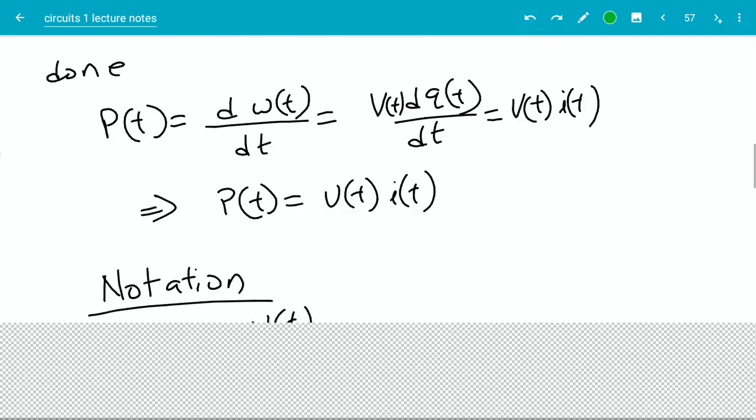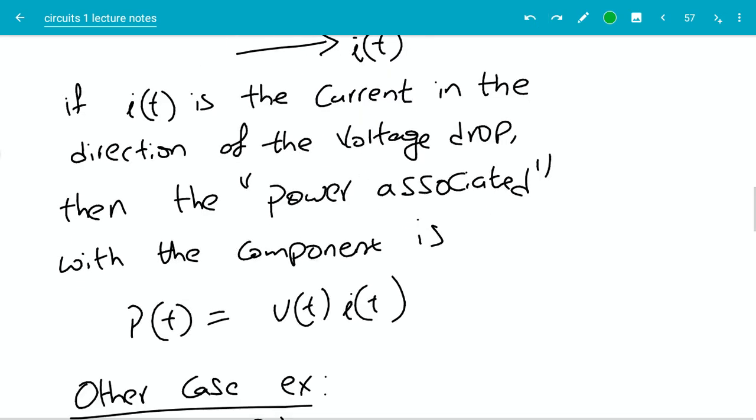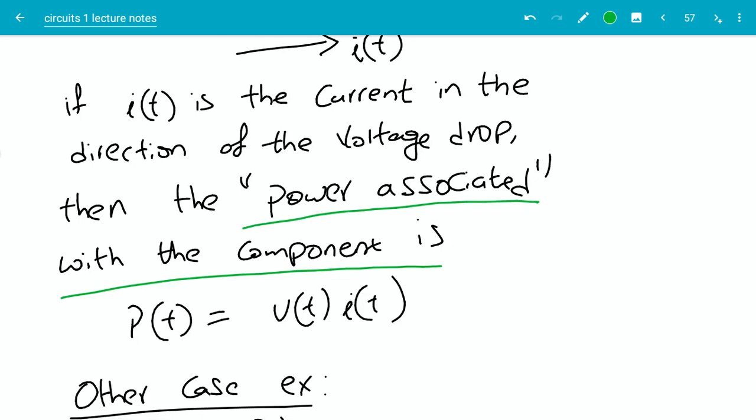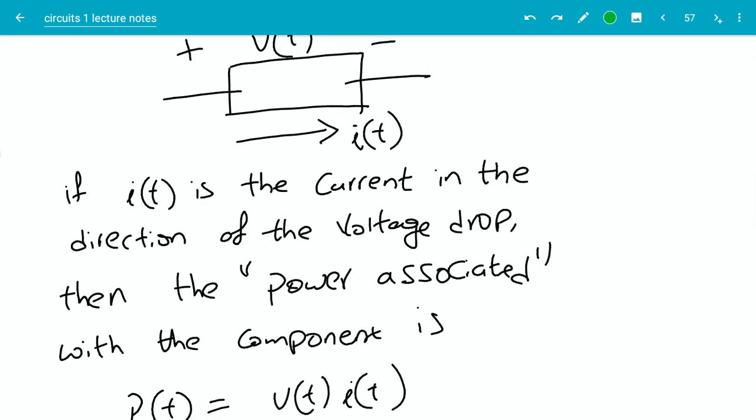In this course, we're going to follow a certain notation. Let's say given any device, and since I'm showing this as a single black box, that means this could be anything inside. All we know is the voltage drop from left to right is V of t, and the current is going in the direction of the voltage drop. If that is the case, then the power associated with that component is V of t times I of t. Power associated is the term we use to denote the amount of work done by the current.